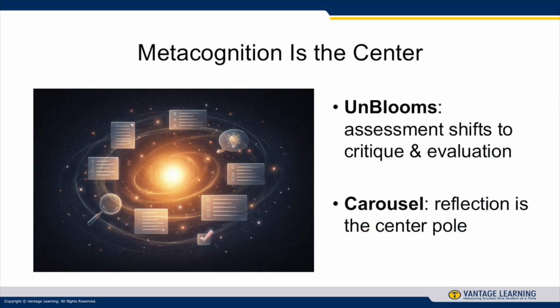At the center of both frameworks is metacognition. Students must not only think, they must think about their learning. They must ask, why did I structure this argument this way? What evidence is stronger? What would improve this reasoning? Where might AI be limited here? Metacognition transforms writing from task completion to intellectual ownership. It is the difference between producing words and producing insight.